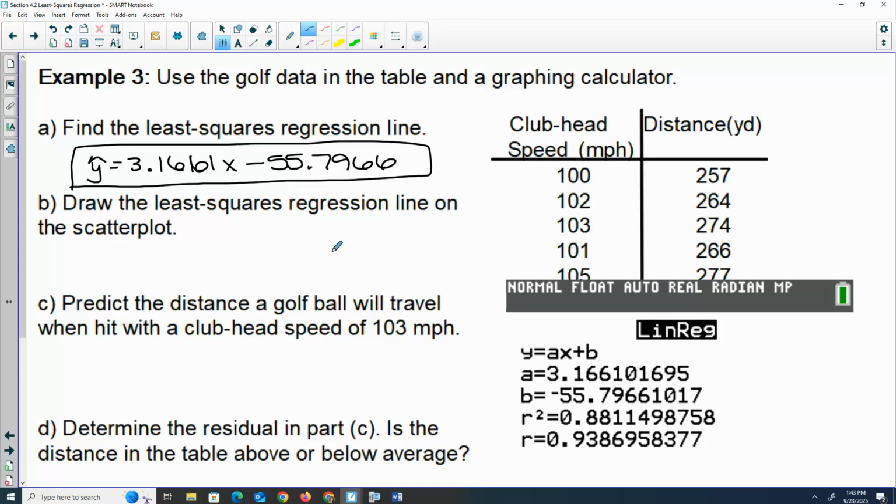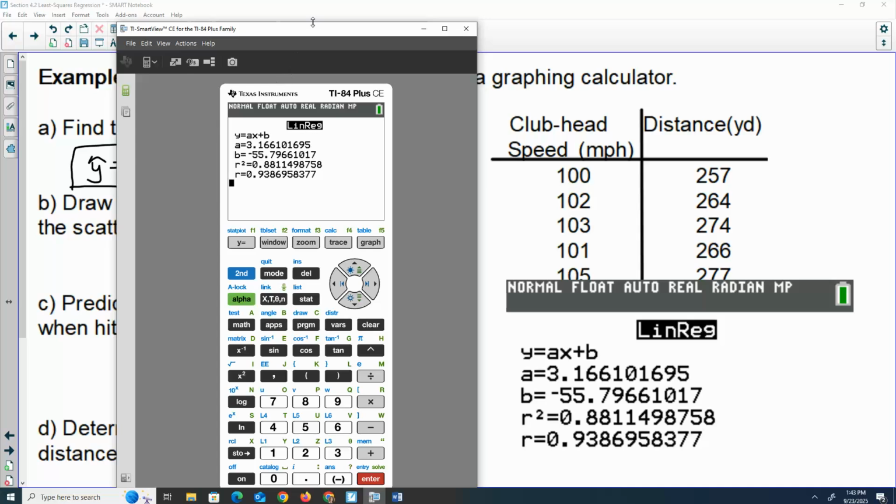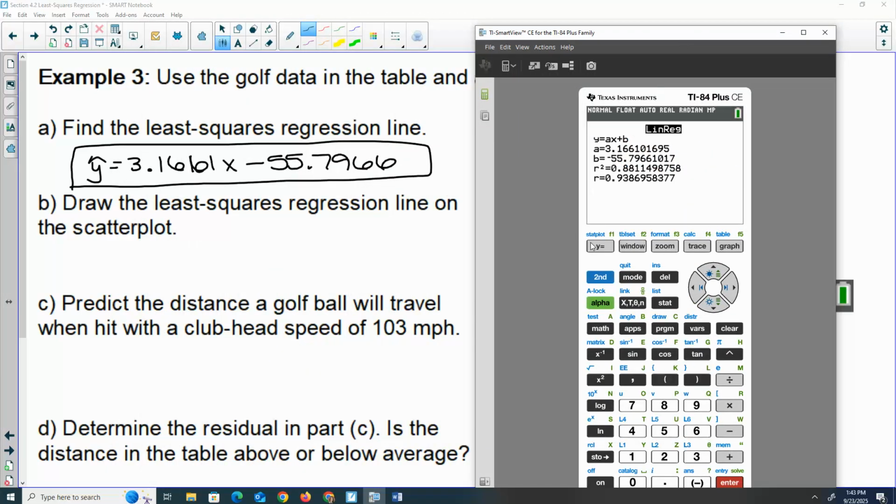I could ask you to draw it on the scatter plot just to verify that it's a good fit. Again, I'm having you do this on a calculator, so I'm not asking you to do it by hand. But if you go back to your calculator and go to your y equals, and enter this equation, you have to have your scatter plot turned on. And if you zoom 9, then we see our scatter plot and it draws the line on it for us. So we can see, is that a pretty good line for our moment?